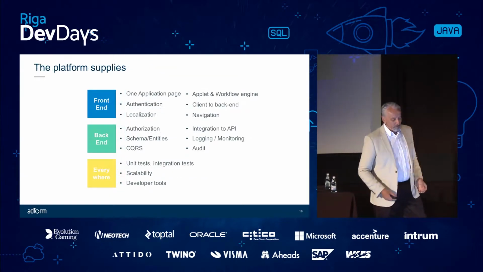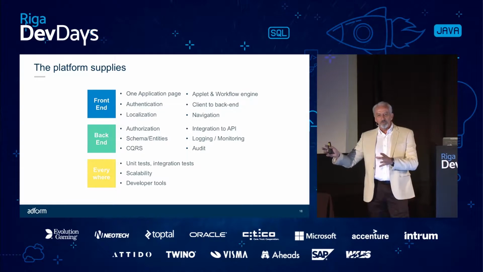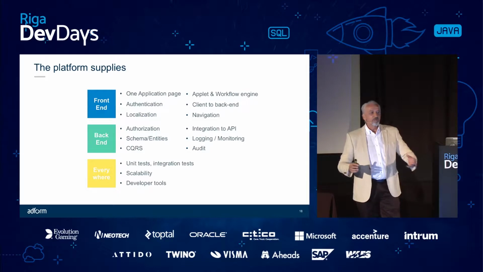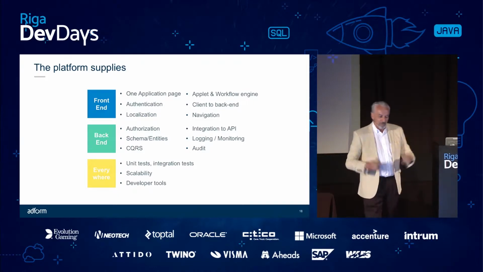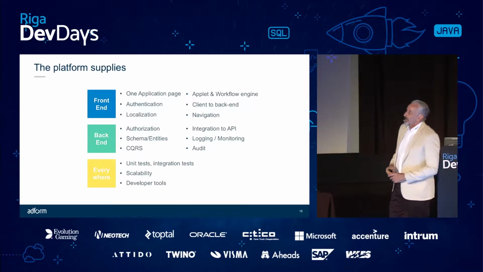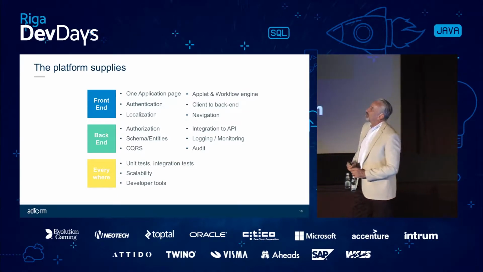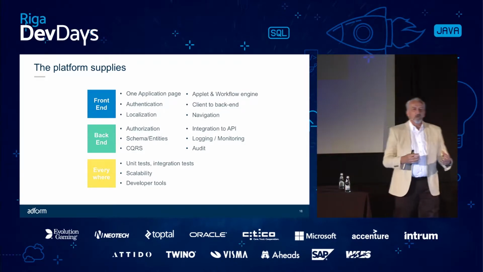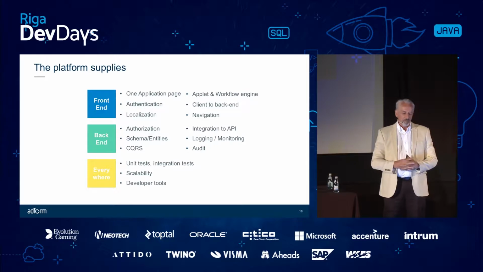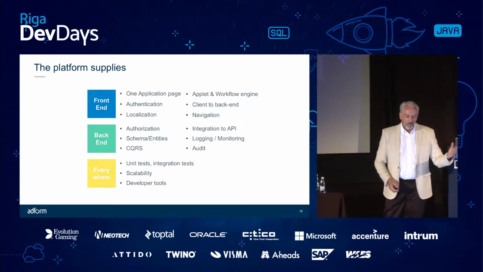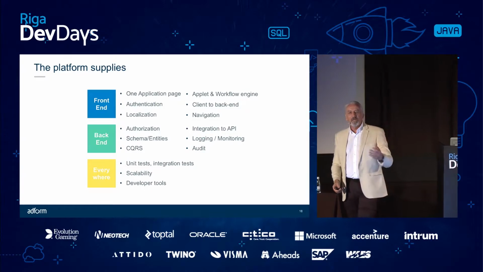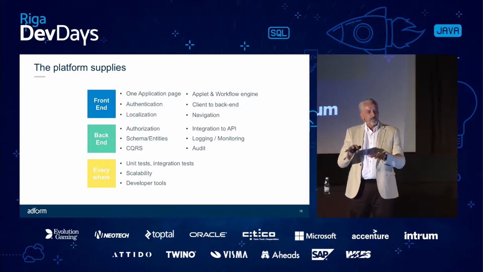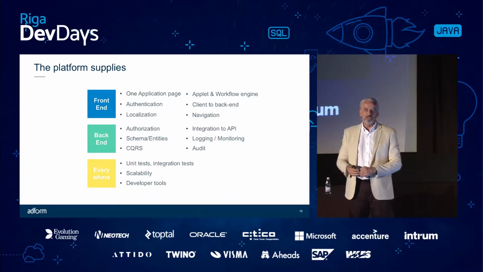Okay, let's talk about what the platform supplies. So we're building a platform that the business solution developer uses. I wanted to call it the Adform OS, but I was voted down, so it's now called just a platform. On the front end, we have a single-page web application, all of the stuff to do OAuth and OpenID Connect, authentication, authorization, localization, a client to the back end, so that as a front-end developer, you are abstracted from talking to the back end. You don't have to know a lot of stuff.